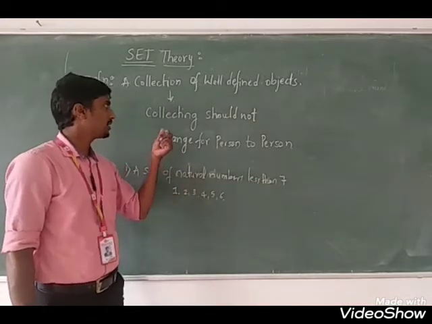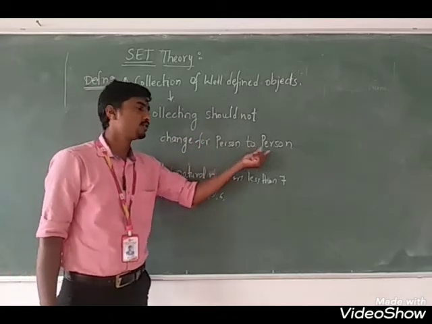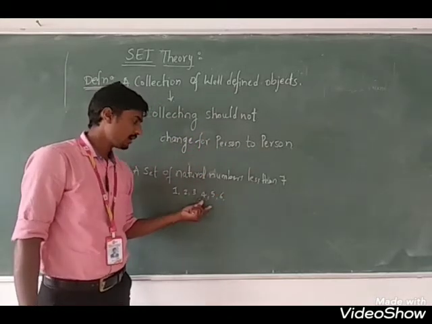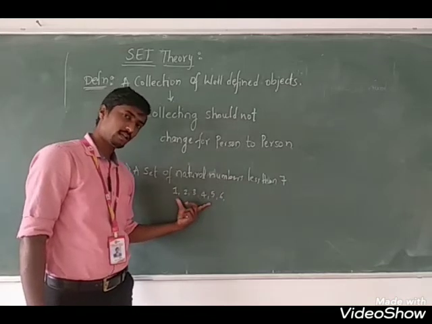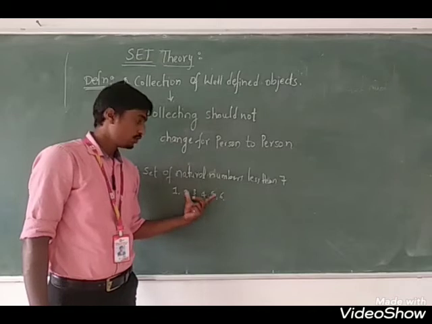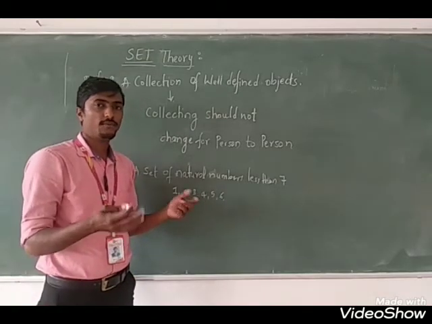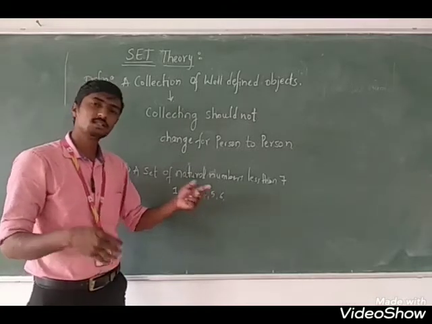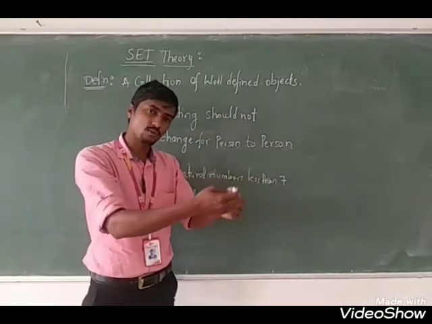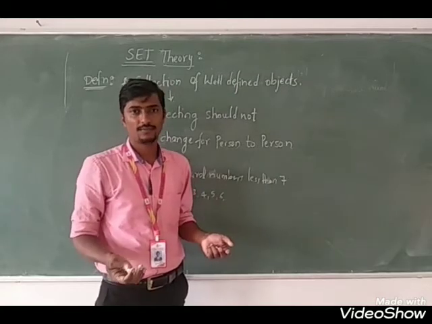And now here, the collection should not be changed from person to person. यहाँ पे क्या है, जो numbers हमने collect किए हैं, जो less than 7 है ना, ये जो एलिमेंट्स है चेंज नहीं होंगे. If I count 1 to 6, definitely some other person also counts the numbers 1 to 6. It shouldn't be changed.